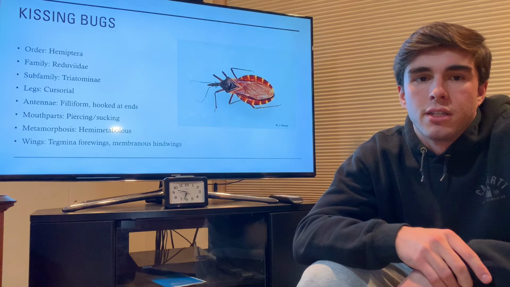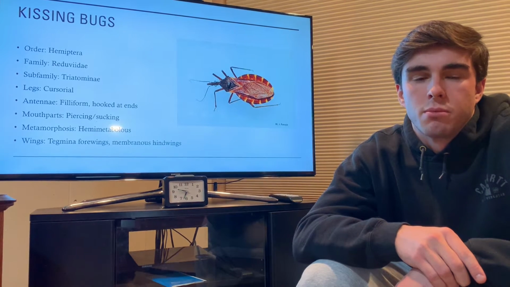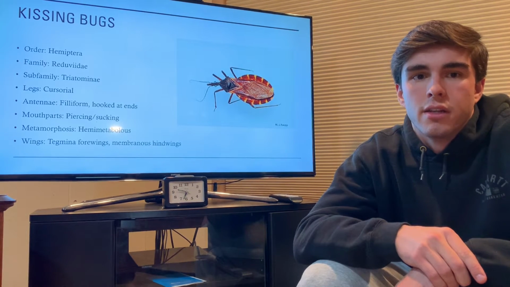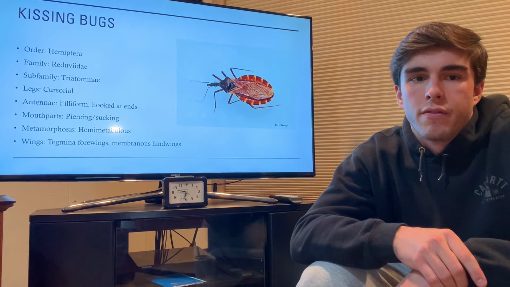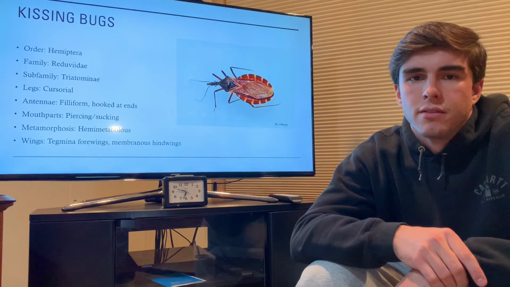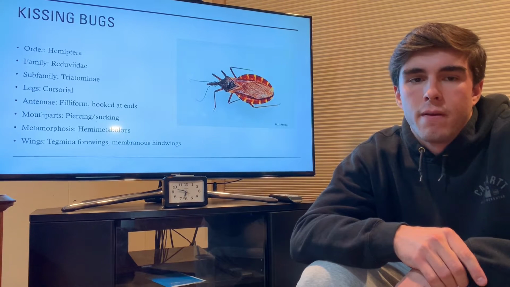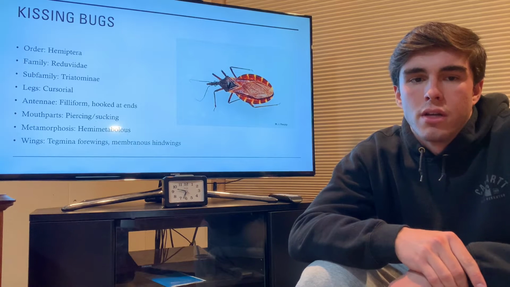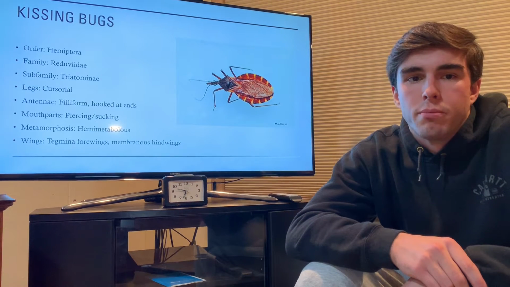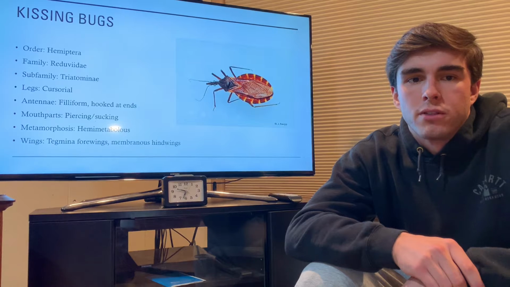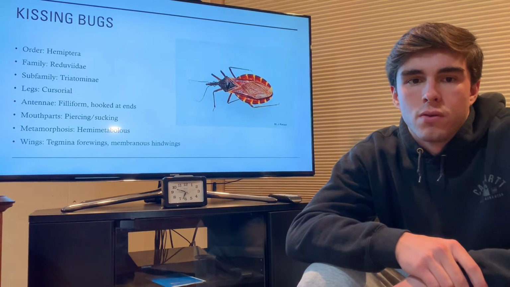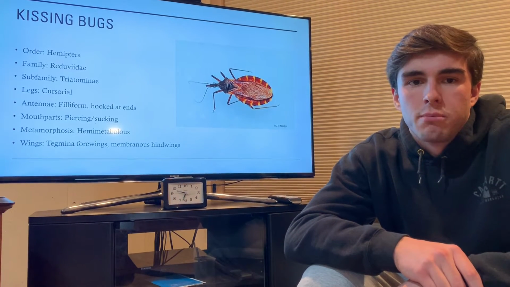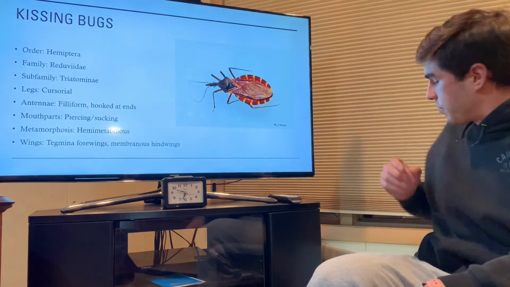Before beginning this presentation, I'd like to introduce you to some basic morphology of the disease's vector, the kissing bug. It is a member of the order Hemiptera, the family Reduviidae, and subfamily Triatominae. Their legs are cursorial, which are used to run. Their antennae are filiform and bent at the ends, and their mouth parts are piercing and sucking. Their metamorphosis is hemimetabolous, which means they go through instar phases before reaching their adult form, and their forewings are tegmina and hindwings are membranous.